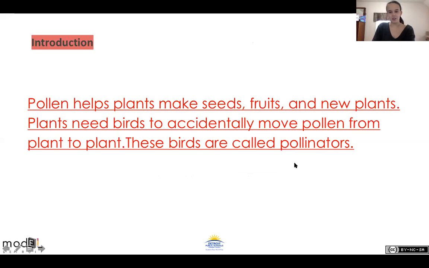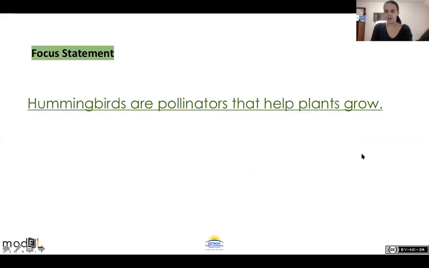We talked about our introduction and we talked about our focus statement, which is hummingbirds are pollinators that help plants grow. Guys, that's a really simple focus statement. And pretty soon you're going to see that we can exchange the word hummingbirds for any other pollinator that we know. We could say beetles are pollinators that help plants grow. You're right, the focus statement is second.